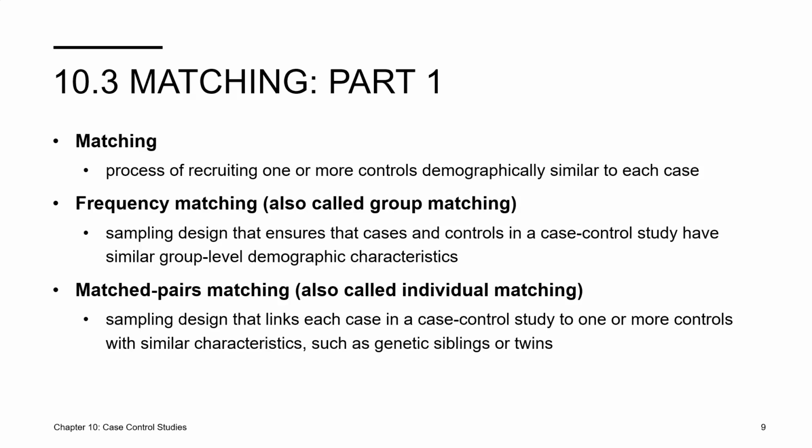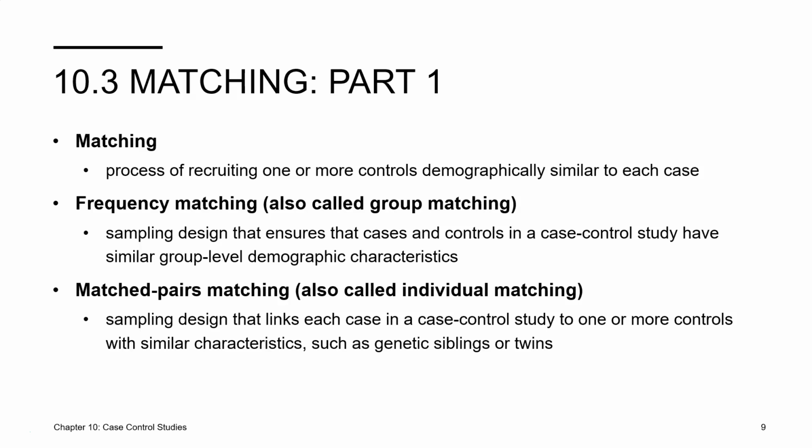Section 10.3 goes over matching, and there are a lot of different strategies for matching. Some people like it, some people don't, but it is a tool to help minimize bias in research studies, particularly case control studies. Matching, in general, is the process of recruiting one or more controls demographically similar to each case. One type of matching is called frequency matching, or you could also see it in the literature as group matching. This is a sampling design that ensures that cases and controls have similar group-level demographic characteristics.